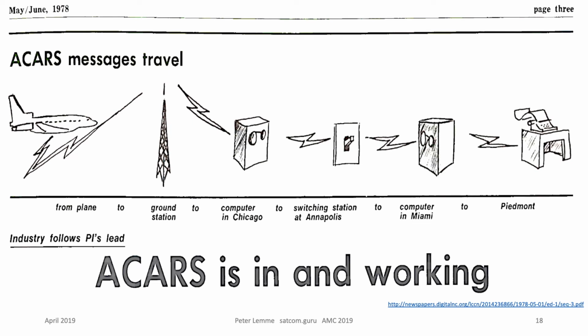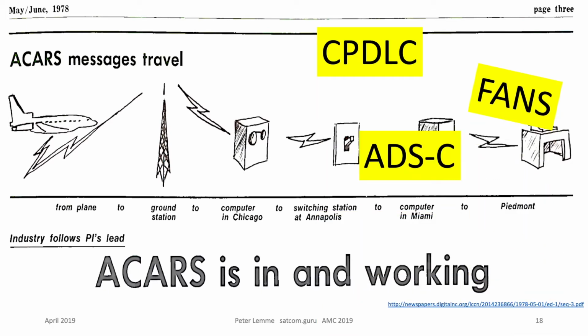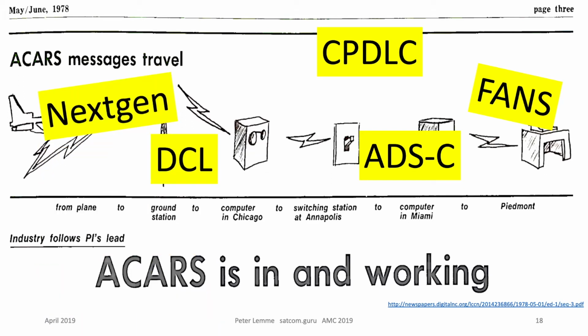So I'm sure we've all heard about ACARS. I'm glad to say that it's up and running today. You may have seen that it's the backbone, if you will, for the FANS service that includes controller pilot data link communication, CPDLC, and ADS-C, automatic dependent surveillance-contract. And in the U.S., for example, the NextGen data link system, departure clearance and such, those are all based on ACARS.